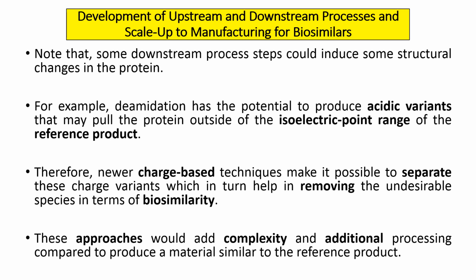The isoelectric point, sometimes called the pI of the protein, is the pH at which the net charge of the protein is zero. So for a protein with many basic amino acids, the pI will be high, while for an acidic protein, the pI will be lower. The newer charge-based techniques help much in this case because it is now possible to separate these charge variants, which in turn helps in removing the undesirable species in terms of biosimilarity.